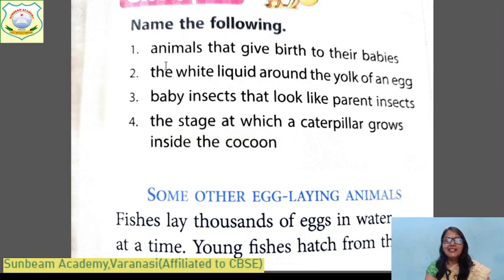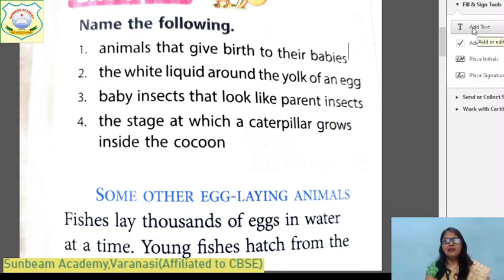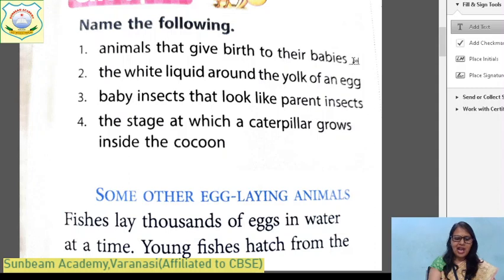Yes, children. This is the checkpoint, the question. The animals that give birth to their babies, what are they called? You have to give an example of an animal that gives birth to its babies. You can write any example. Animals that give birth to their babies, right here. Cow. This is cow. I'm writing the small one. Let me make the font bigger so that you can see. Yes. Now you can see.